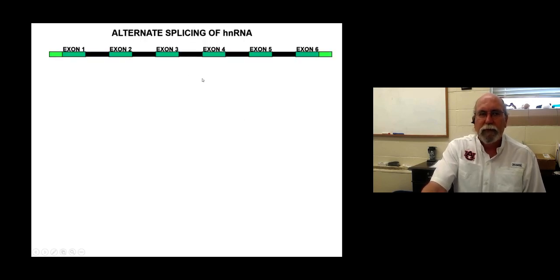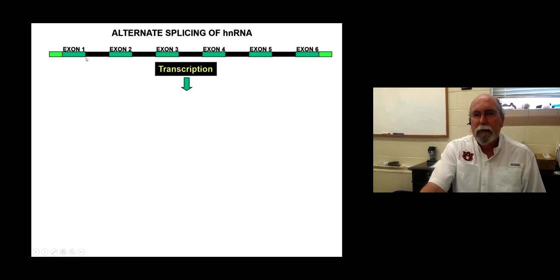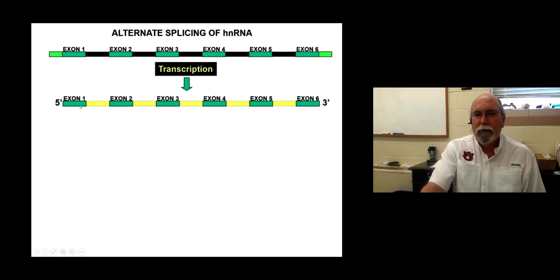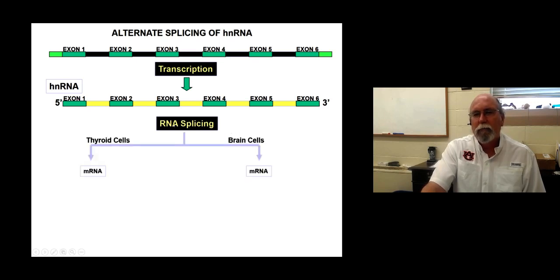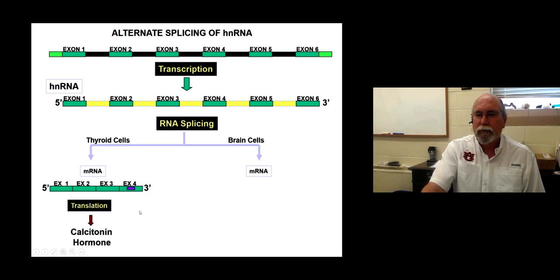All right, just a couple of examples for us. Here's a real world example. We have a gene, we do transcription, we end up with 1, 2, 3, 4, 5, 6 exons, and this is our heterogeneous RNA. By alternate splicing, whether you're in human thyroid cells or brain cells, you get different outcomes. In the thyroid cells, they use exon 1, 2, 3, and 4. And the translation of that is a calcitonin hormone.